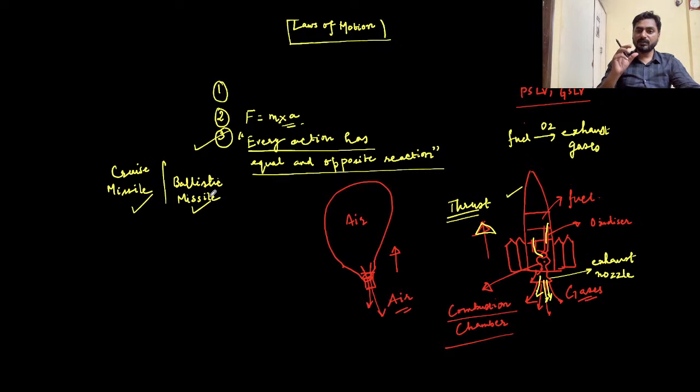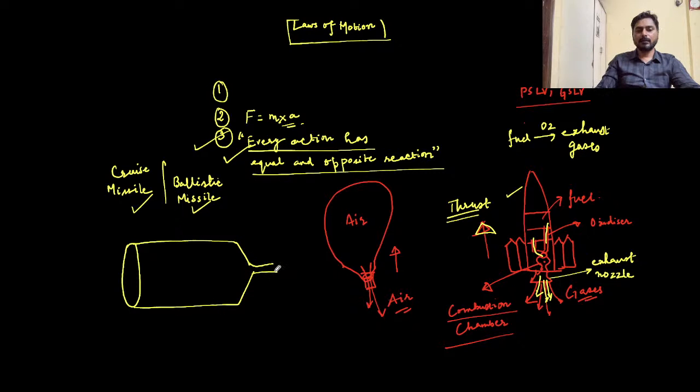In fact, even your commercial aeroplanes are working on Newton's third law of motion. So how do you think aeroplanes are able to move? What is the mechanism of the jet engine? Jet engines are also just like balloons only. So what is happening in a jet engine? If I say that a jet engine is nothing but a balloon which is continuously being filled with gases, and the gases are being released.